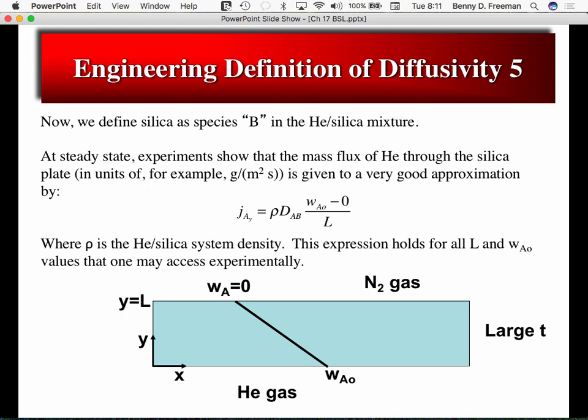where the flux of helium through this silica plate could be written in terms of the difference between the concentration of helium at the upstream and downstream sides of the plate divided by the plate thickness. Rho here is the helium-silica system density, and you can see that if you multiply rho times the weight fraction of helium dissolved in the system, that's just going to be the concentration of helium in the plate. And so this will just be the concentration difference in helium between the upstream and downstream sides of this plate.